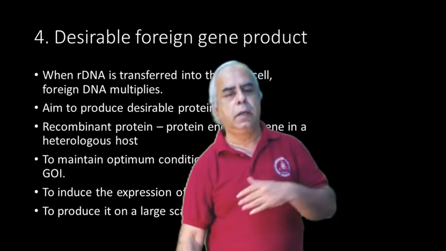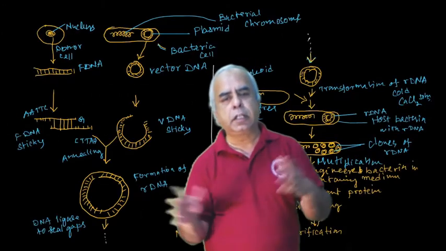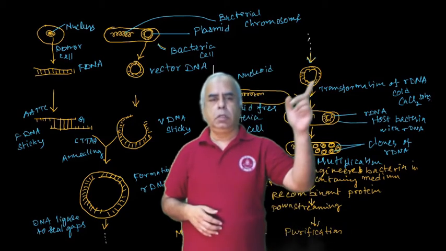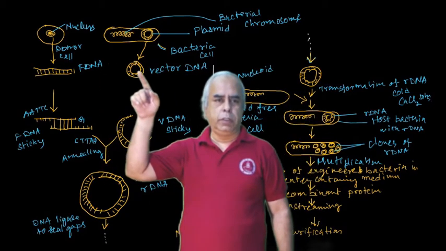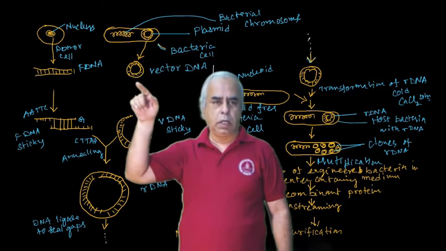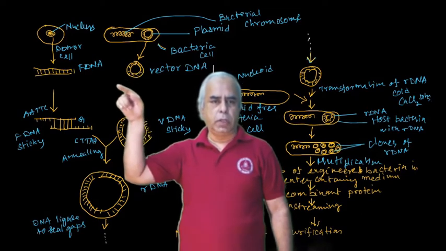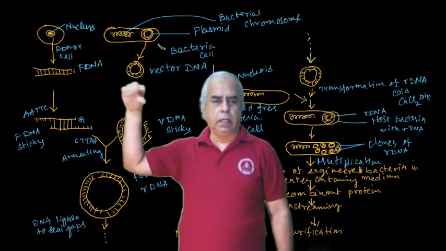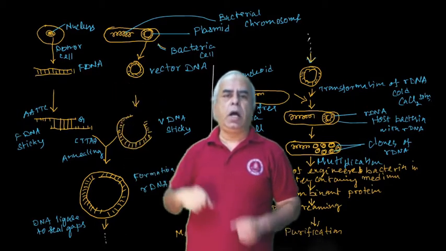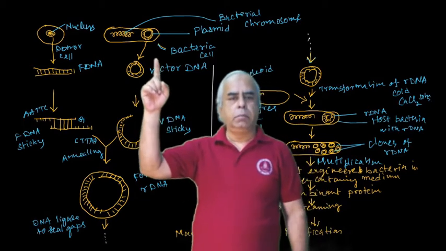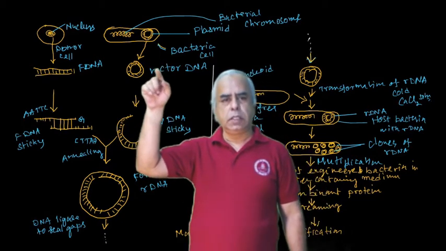Now let us check the schematic diagram. Here you can see the nucleus of the donor cell, and it has the foreign DNA, fDNA. So we have the double helix DNA. Are you able to see that? The ladder-like DNA with the foreign DNA. And here is the bacterial cell. So that is the host, is it not?